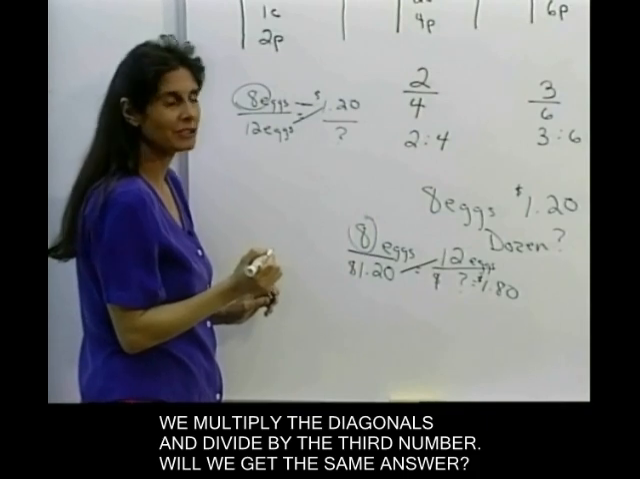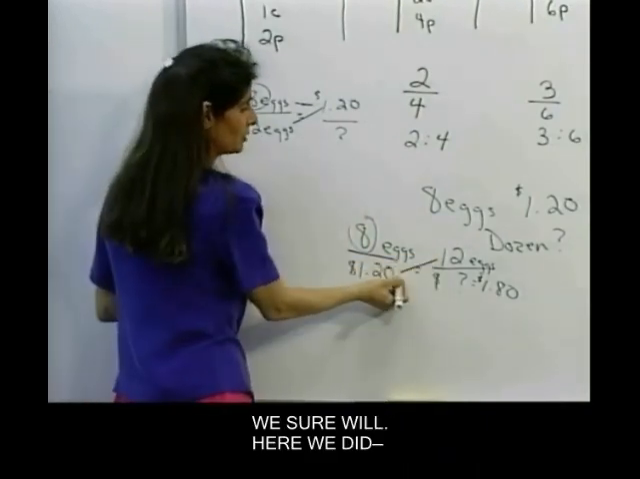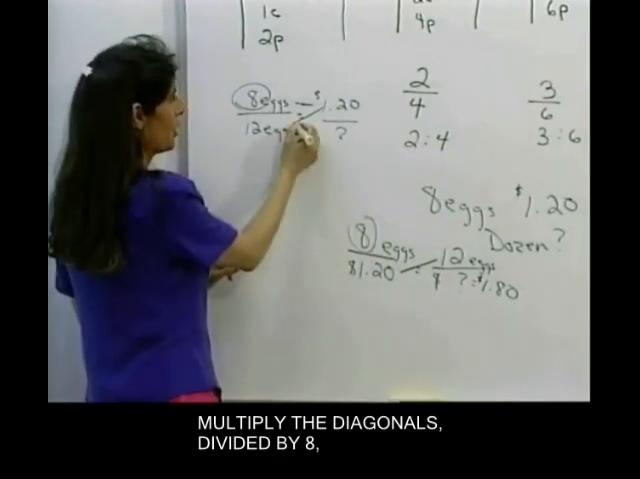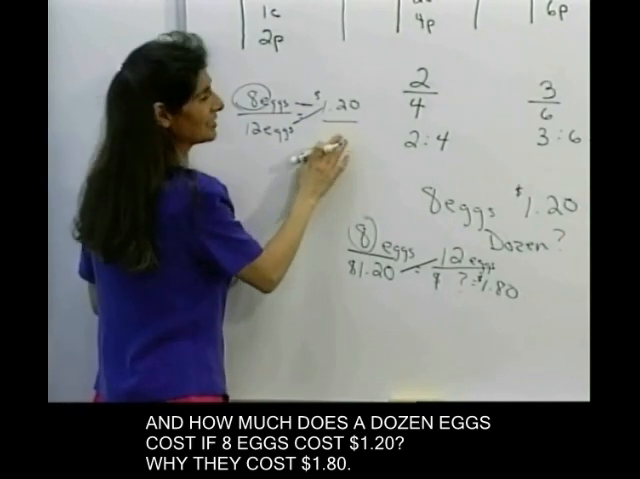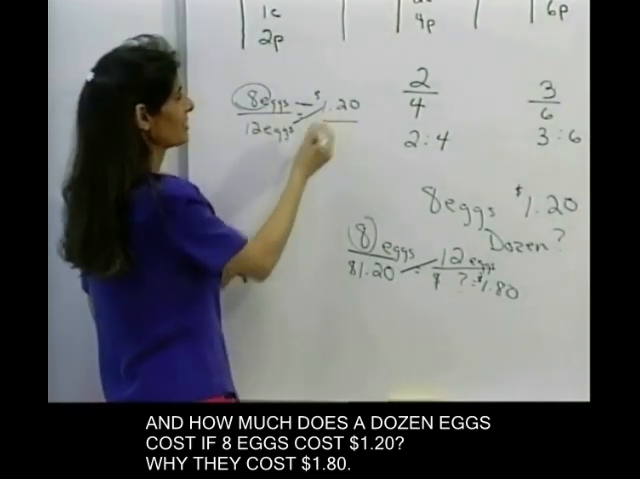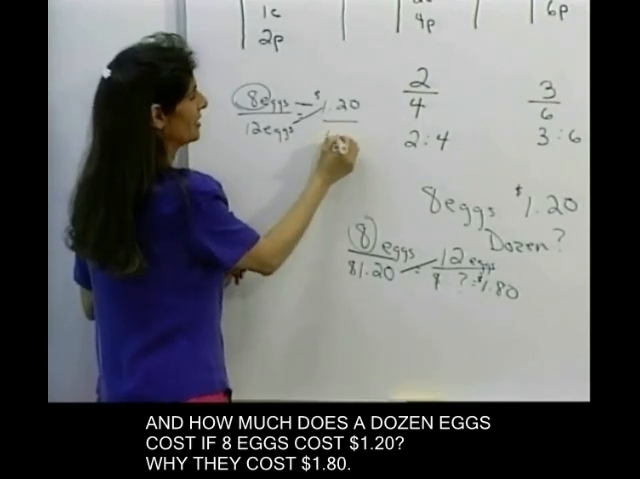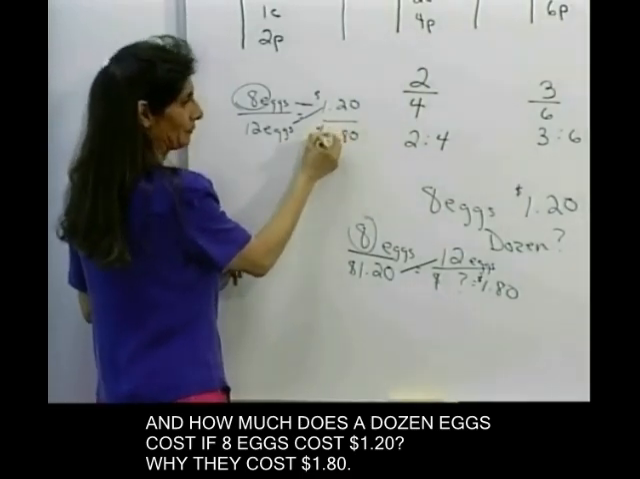Will we get the same answer? We sure will. Here we multiplied the diagonals and divided by 8. And how much does a dozen eggs cost? If 8 eggs cost $1.20, why, they cost $1.80.